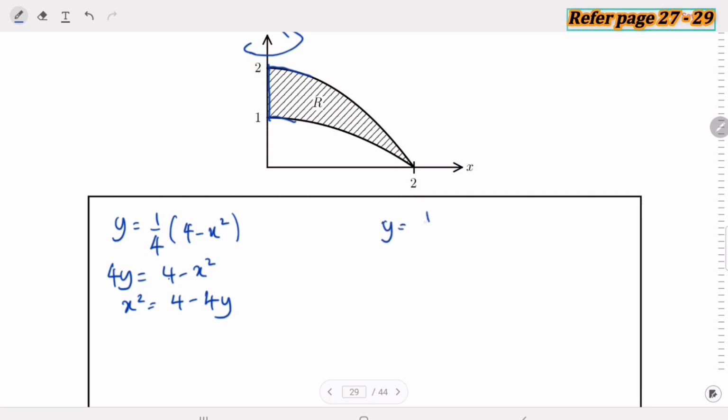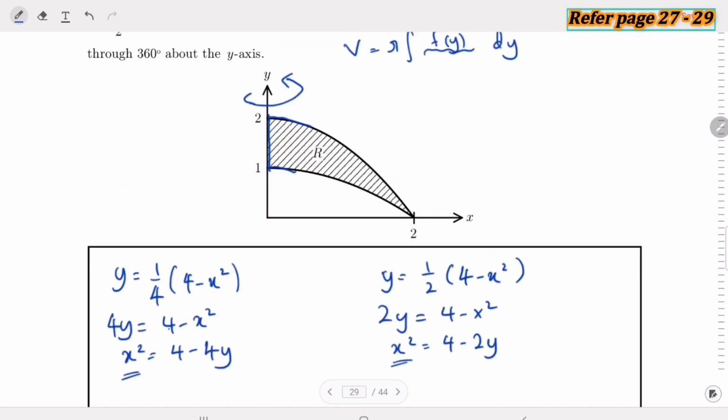y equals 1 over 2 times 4 minus x squared. So 2y equals 4 minus x squared, and then x squared equals 4 minus 2y. I just let the function here be x squared, not x, because later in this formula we're going to use x squared.